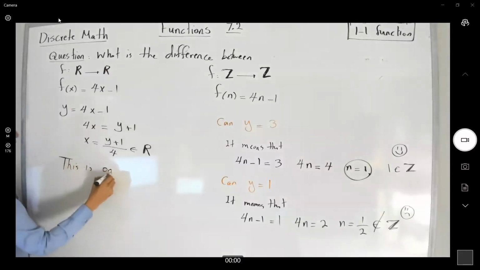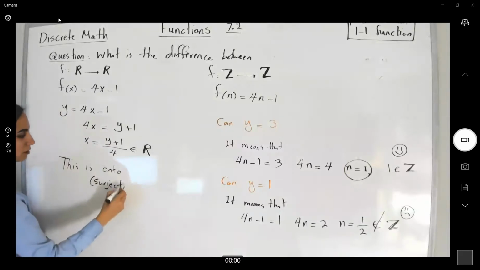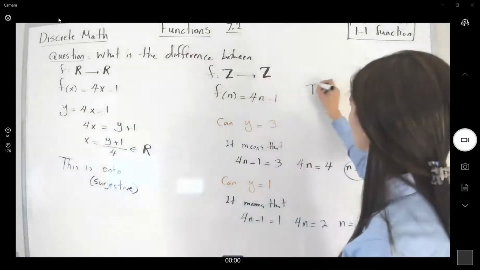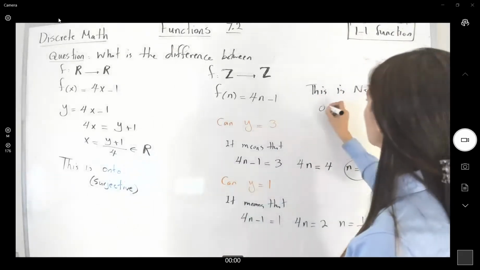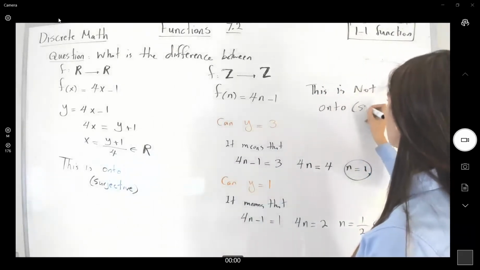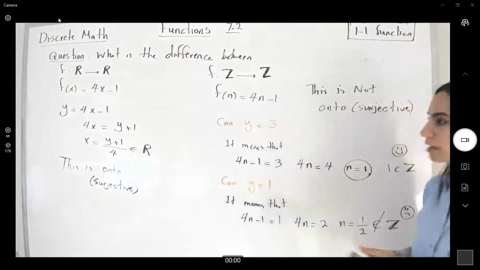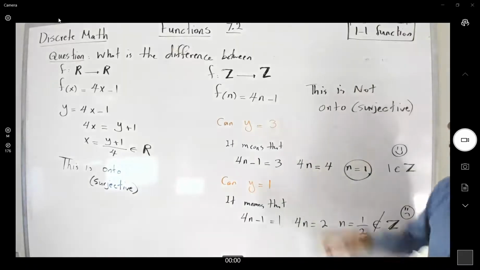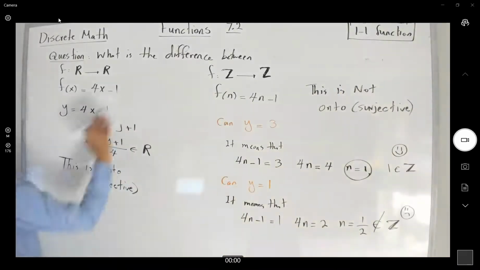So we say that this function is onto, this function is not onto. This is onto or surjective. This function, this is not onto or it's not surjective. So as you guessed, it has to do with y values in the codomain.